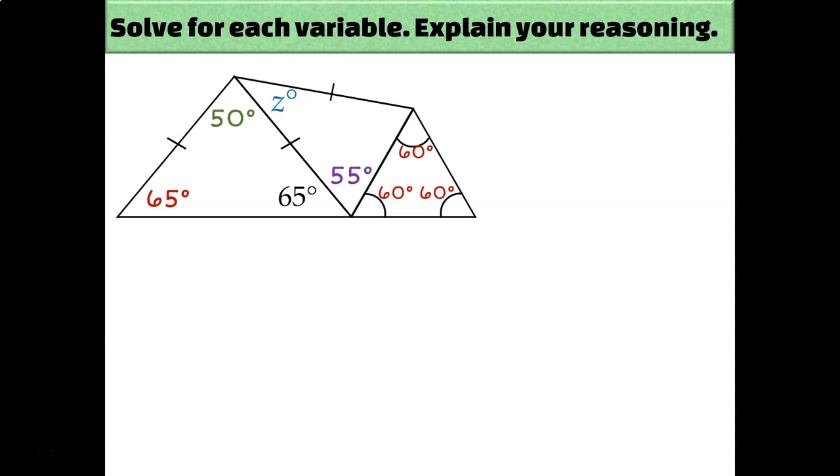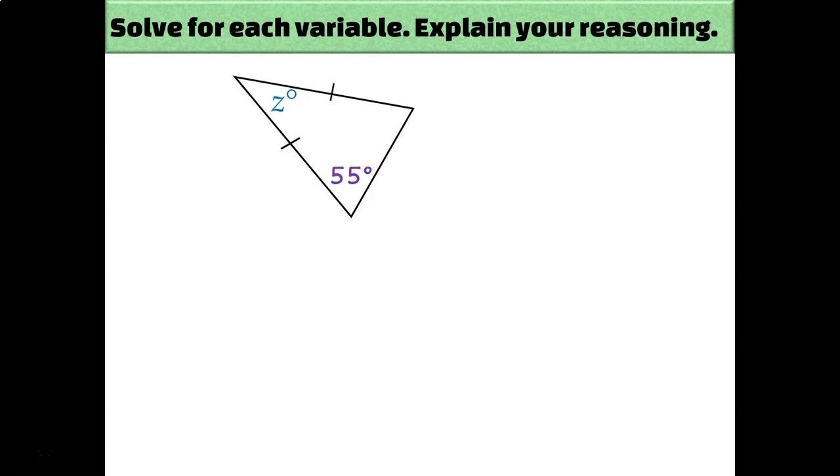Okay, how am I going to solve for z? Well, for z, let's just focus on this isosceles triangle. Again, I have 2 congruent sides, which means I must have 2 congruent angles. The angles that are congruent are the base angles, the ones that are both attached to the side that isn't congruent to the other 2. Or you can say that it's the angles that are across the triangle from each of the congruent sides.